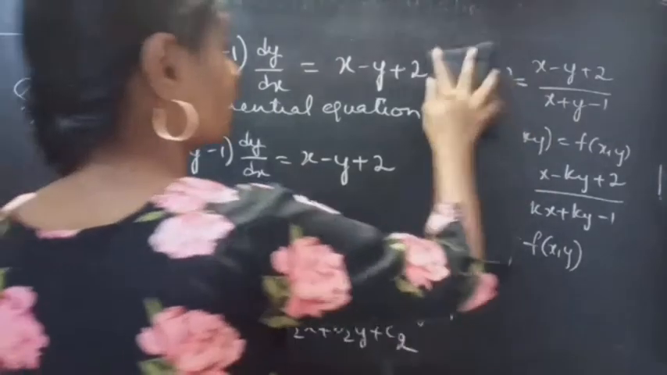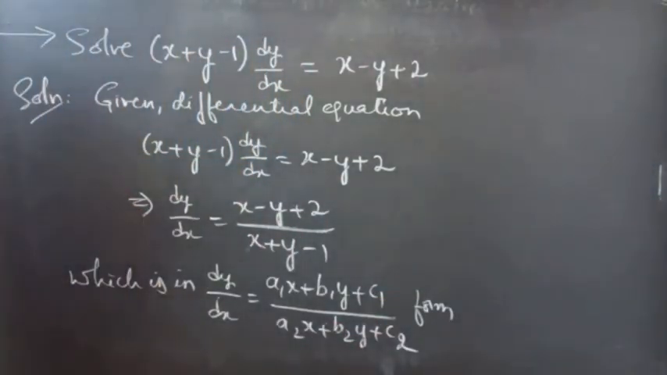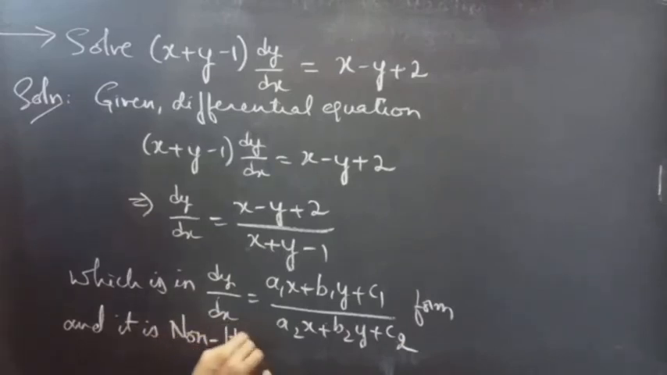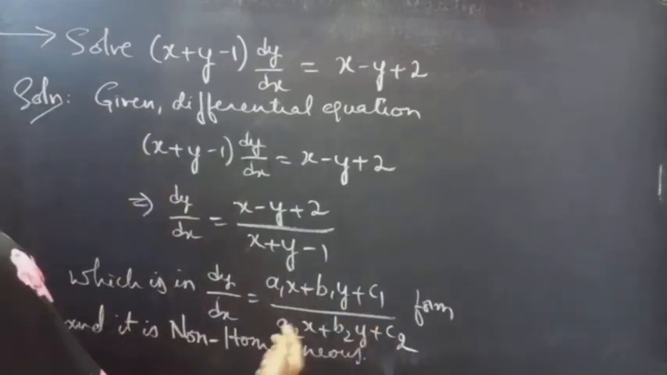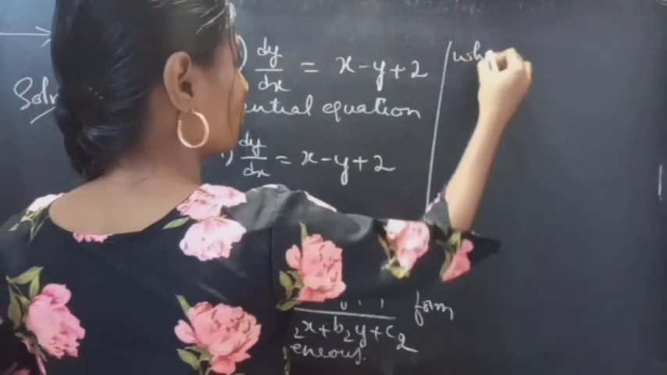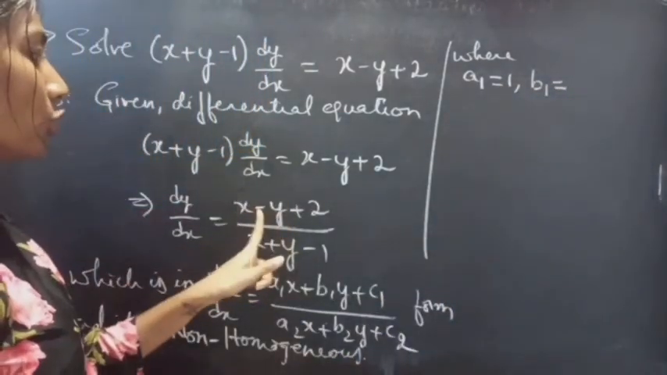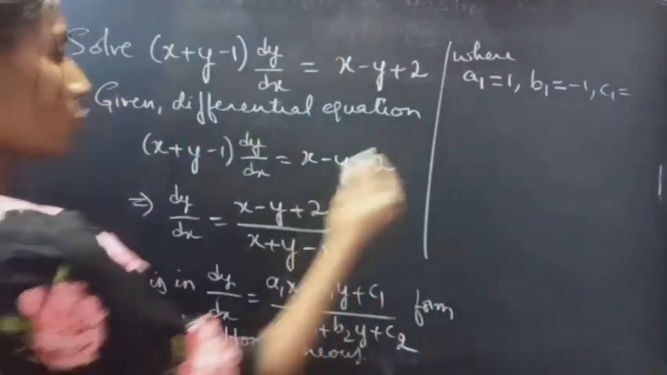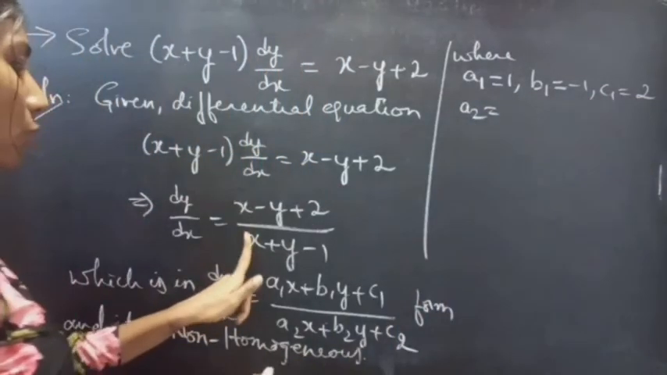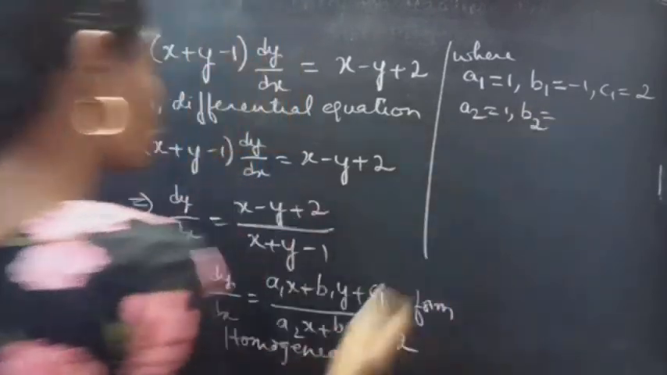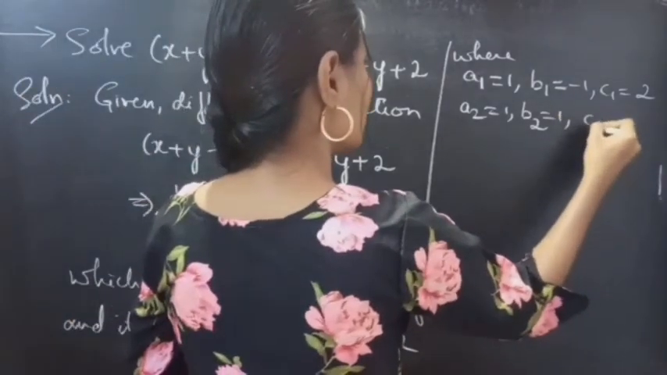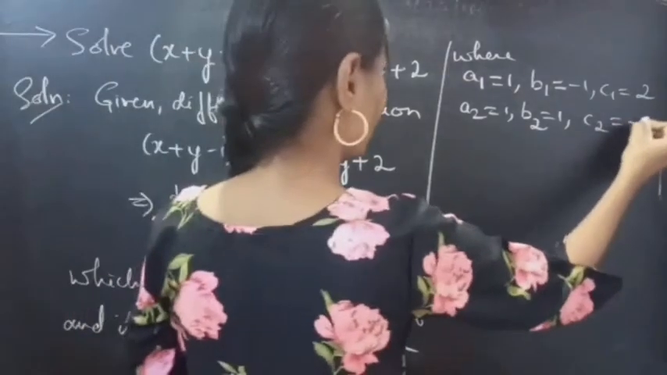Fine. Since the given differential equation is non-homogeneous, which is in this form, now by comparing these two, write a1, b1, c1, a2, b2, c2, where a1 equals the coefficient of x in the numerator, 1; b1 equals the coefficient of y in the numerator, minus 1; and c1 equals the constant in the numerator, 2; and a2 equals the coefficient of x in the denominator, 1; and b2 equals the coefficient of y in the denominator, 1; and c2 is the constant existing in the denominator, minus 1.